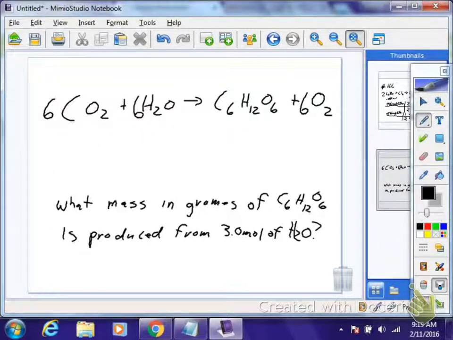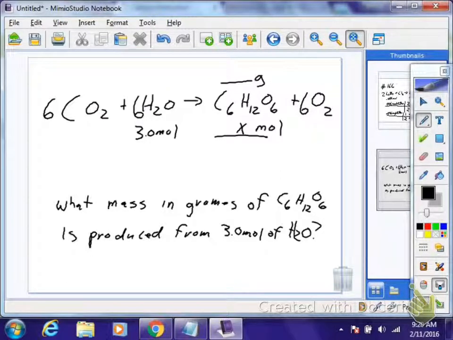So what do you think I'm going to start my problem out with to solve for? I'm going to use this as a map, and I'm going to make it 3 moles down below. I want to find grams of this stuff. So I want to go from H2O to glucose in grams. I need to always go through moles to get there. I need to go here first, so I need to do a mole-to-mole problem.